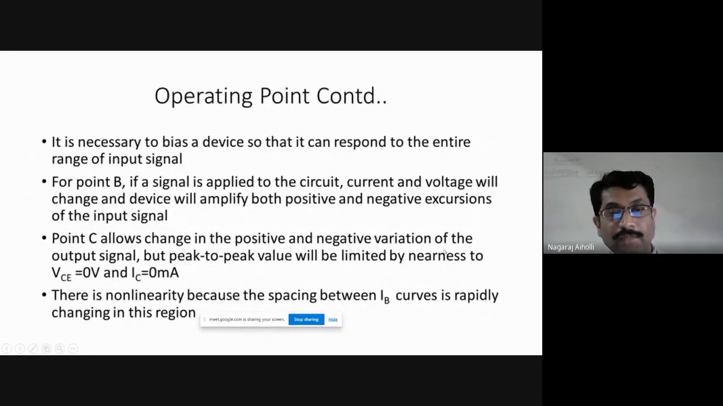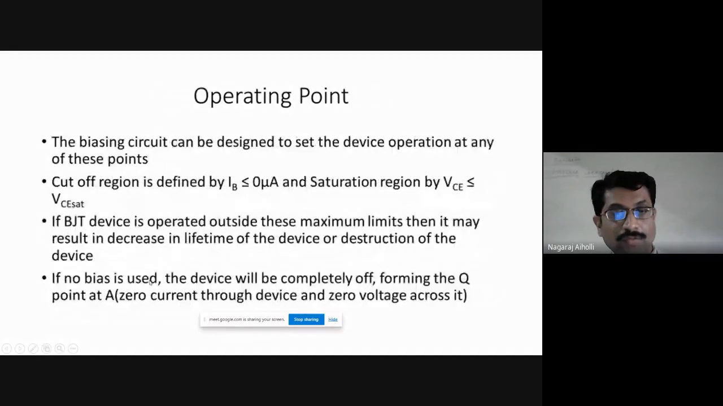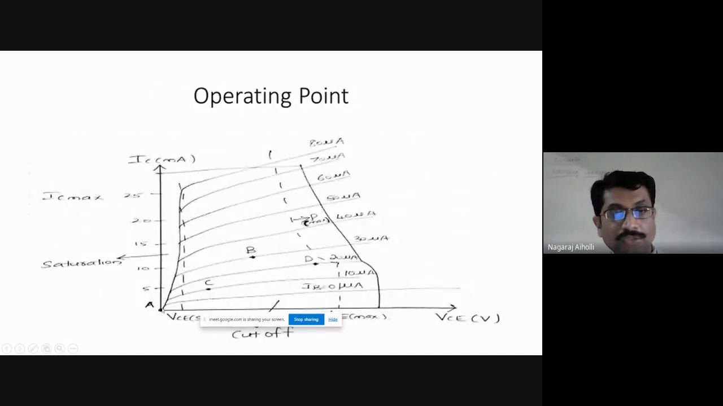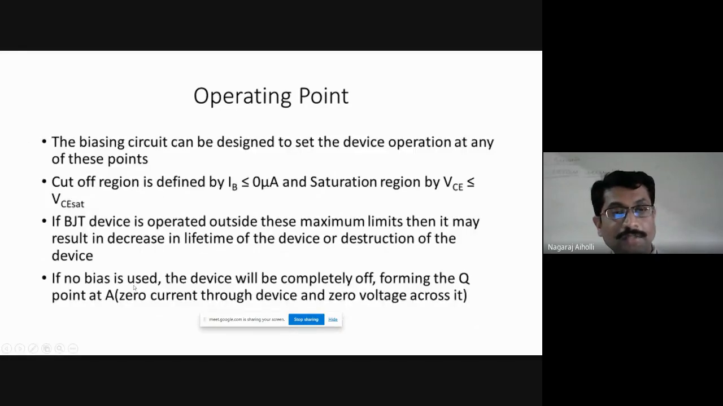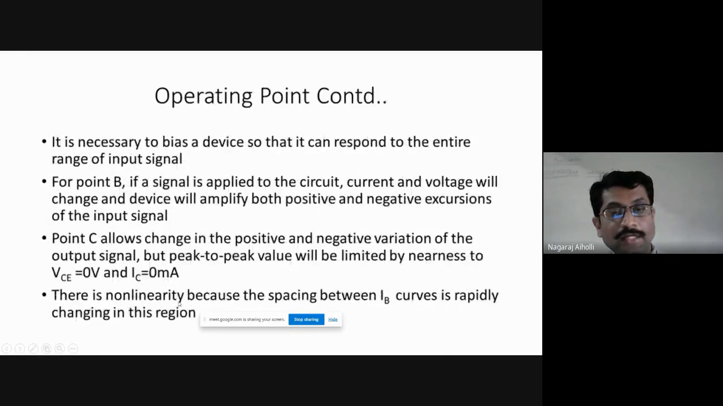There is change in the positive and negative variation of the output signal, but the peak to peak value is limited by its closeness to VC equal to 0 volts and IC equal to 0 milliampere. For point C, it is nearer to IC equal to 0 milliampere and VC equal to 0 volts, and hence there is non-linearity, because the spacing between IB curves is rapidly changing in this region.